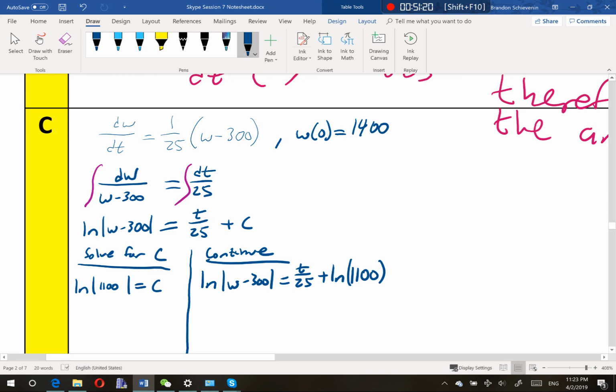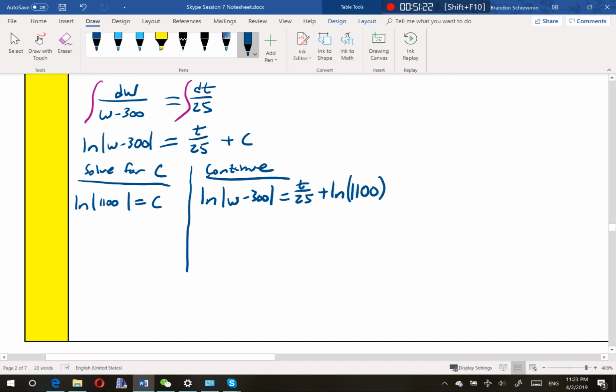Separate out w. Okay, my goal is to separate out w. What do I need to do to both sides in order to get rid of that natural log? Have e as the base and each part as the power. Perfect. Okay, so if I do that, this will become w minus 300 should be equal to e to the t over 25 plus natural log of 1100 all in the power.